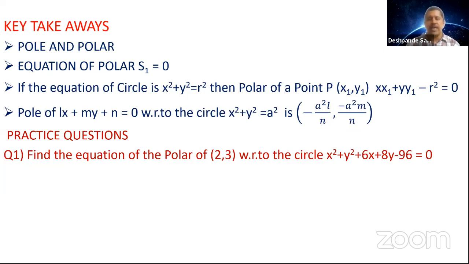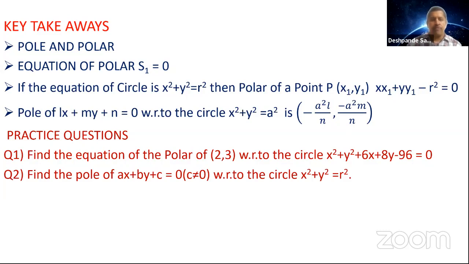The formula you're going to use is S1 is equal to 0. Next, find the pole of ax plus by plus c is equal to 0 with respect to the circle x square plus y square is equal to r square. Now observe the difference here: in place of lx plus my plus n, you have taken ax plus by plus c is equal to 0. But you derive the formula like this. In place of l, you'll have a, and in place of n, you'll have c. So the answer should be minus r square a divided by c.